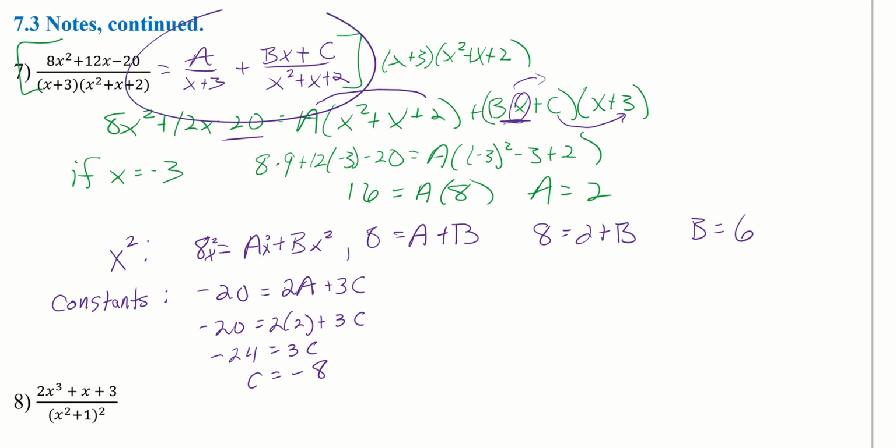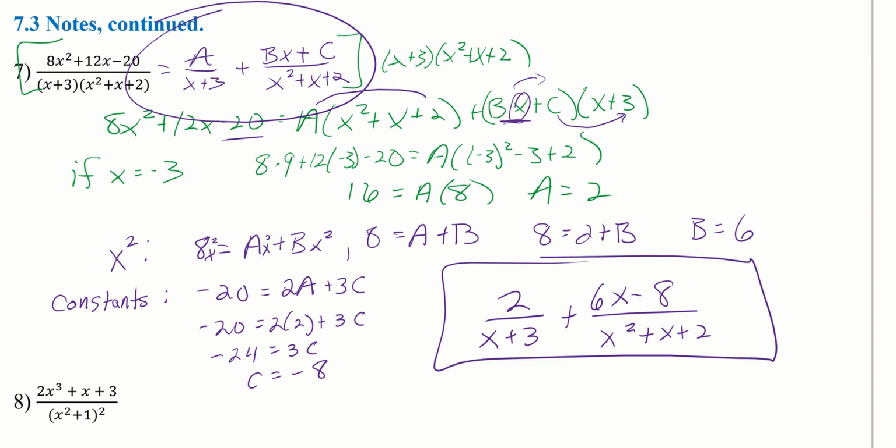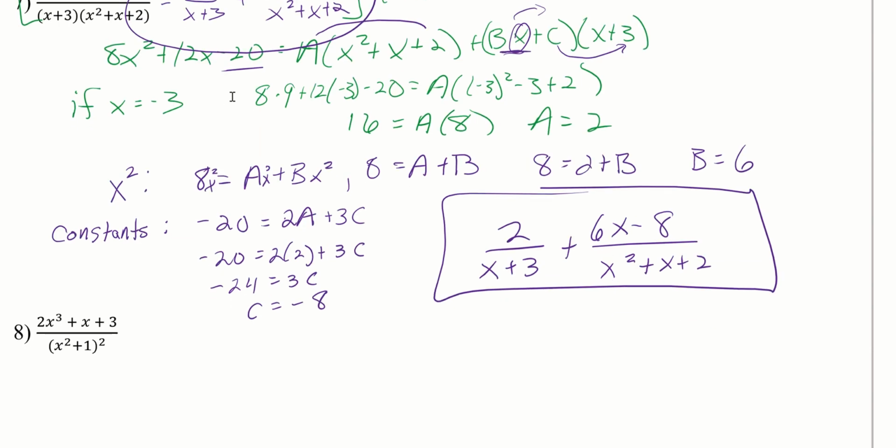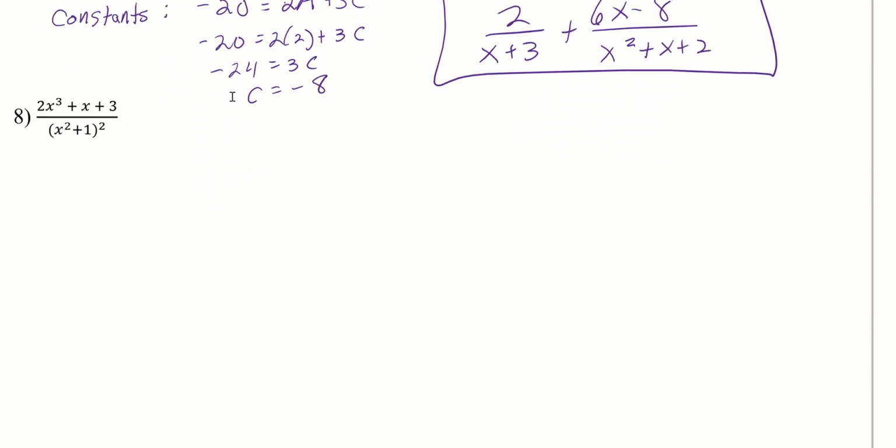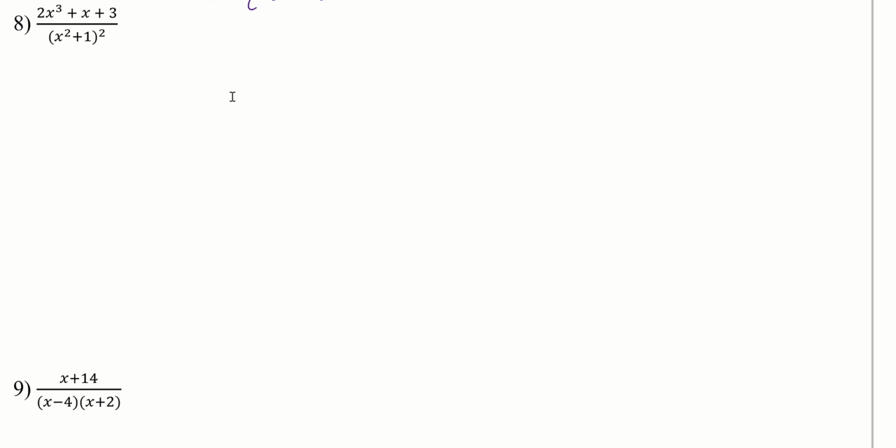I can plug it back into my original form and get the partial fraction decomposition. So a is 2 over x plus 3, plus b, so 6x minus 8 over that whole factor. Cool. And so that is my fraction there. Definitely a lot of writing on here, but once you understand this pattern, it's relatively quick.